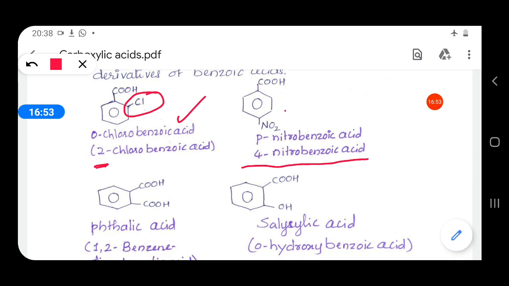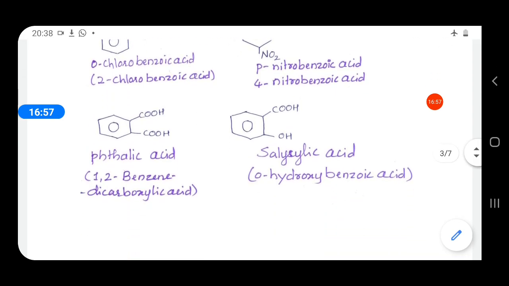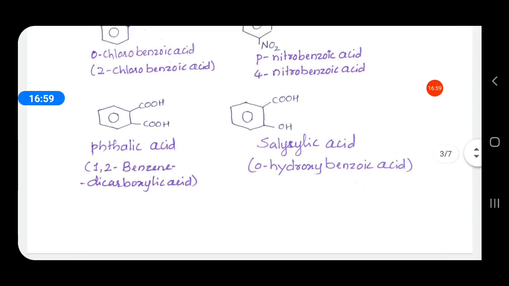If two carboxyl groups are present, then they are called dicarboxylic acids. But again here it is popular with the common name phthalic acid. And the IUPAC name is 1,2-benzene dicarboxylic acid. Because it is taken as 1, this is 2, 1,2-benzene dicarboxylic acid.